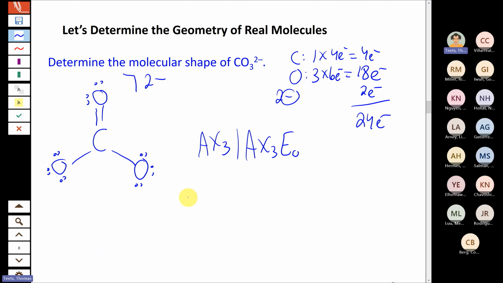So AX3 is going to be a trigonal planar electron group arrangement, and the molecular geometry would also be trigonal planar because there are no lone pairs. All right, so whenever you have a structure that has 0 lone pairs on the central atom, the electron group arrangement and the molecular geometry have the same name and are the same. All right, questions on that one?